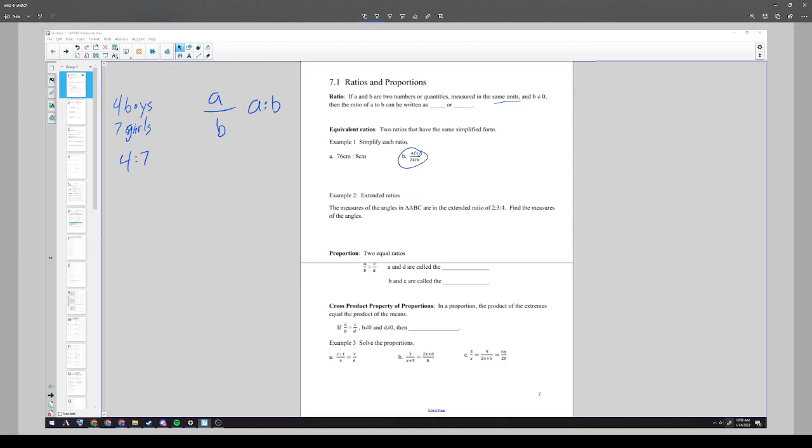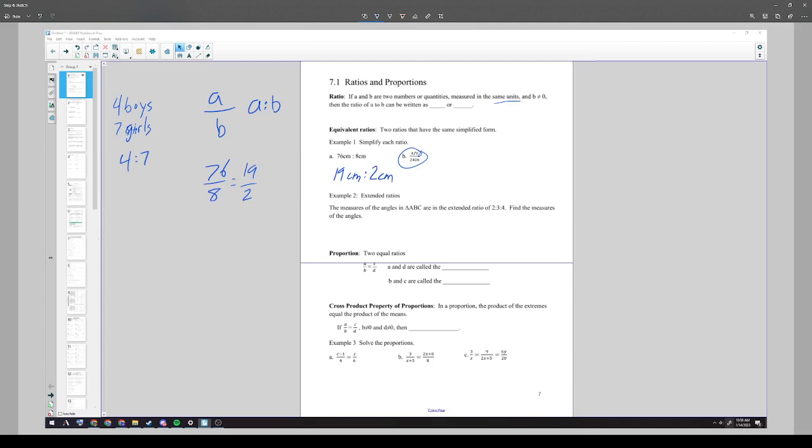So two ratios that have the same simplified form. So 76 centimeters to 8 centimeters. So remember that colon is just like saying 76 over 8. Both of those are divisible by 4, so I could simplify that and make it 19 and 2, right? That's 1 less than 80, so 1 less than 20, yeah. So we could simplify that as 19 centimeters to 2 centimeters.